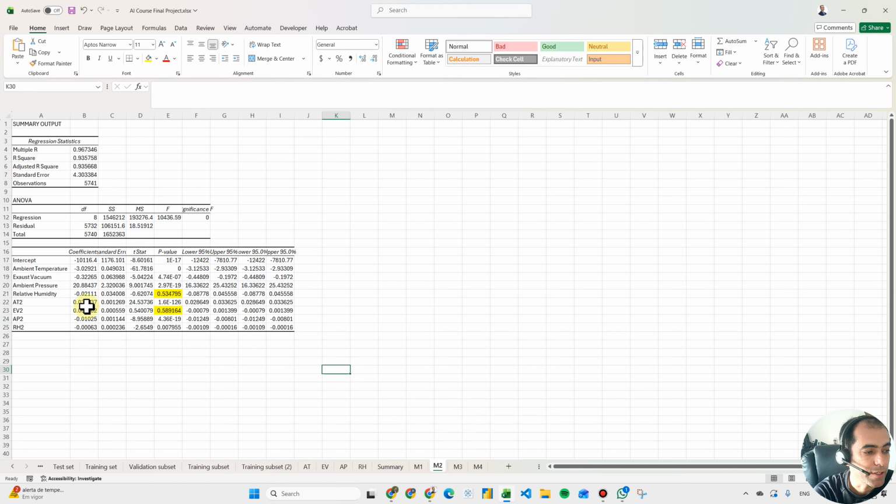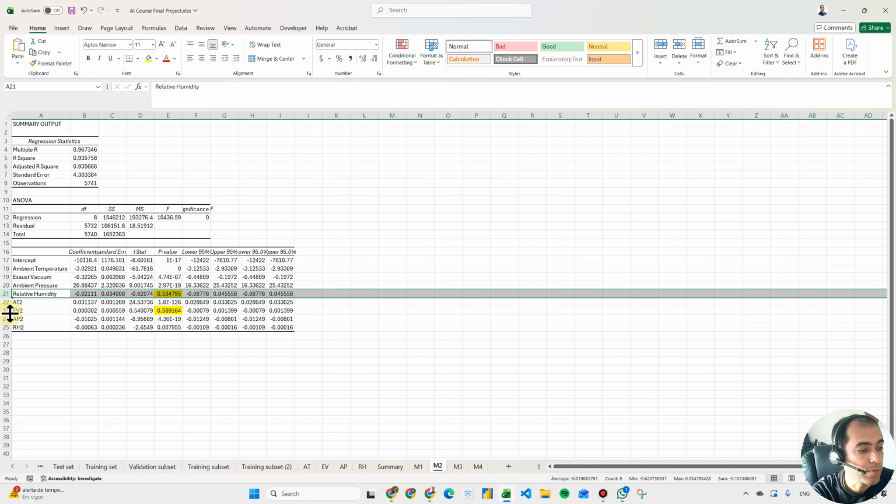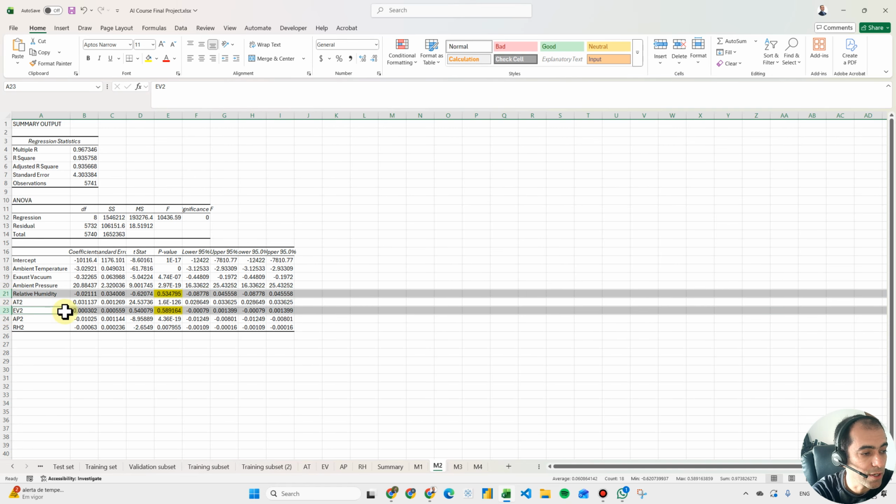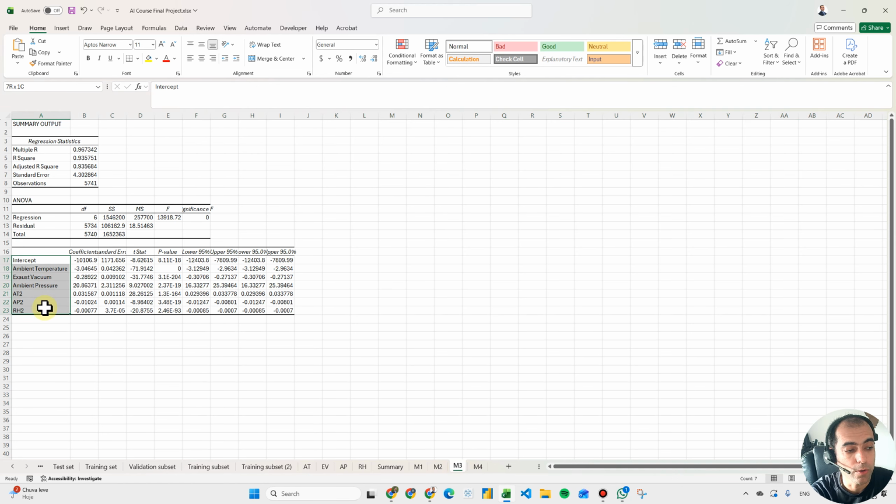For my second model, I decided to use all four features, but also the four squared features, to see if there was a relationship there. My adjusted R squared was slightly better than the benchmark I created, but one thing I noticed was that both relative humidity and the exhaust vacuum squared showed a p-value above 0.05. So I decided to run a third model without those two features, including only these six. And I got a slightly better R squared, and all the p-values here were very low, so still statistically significant.